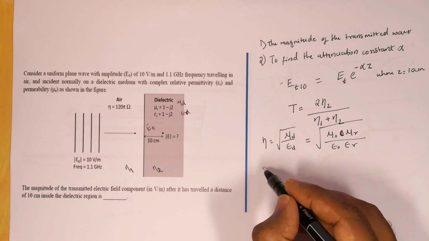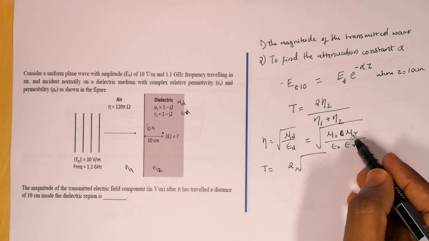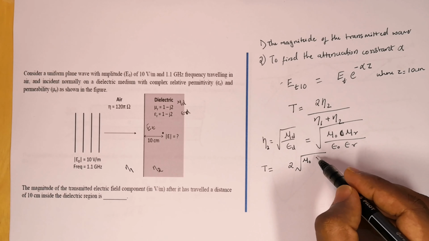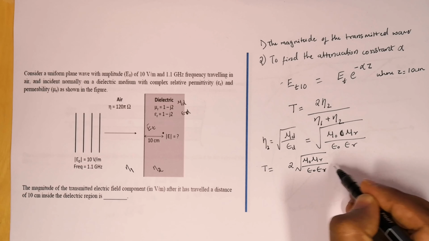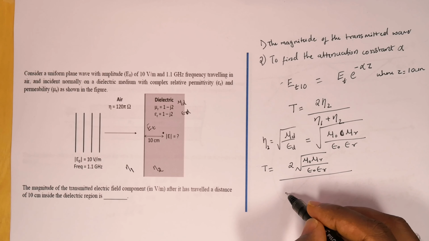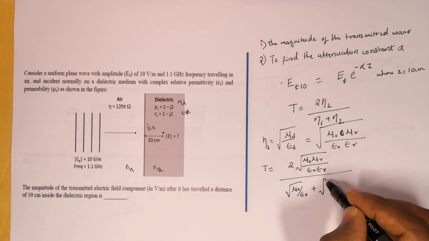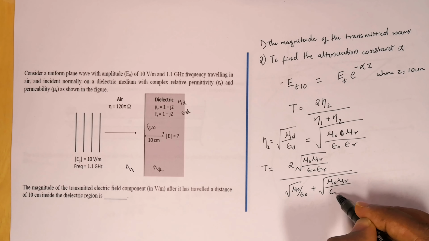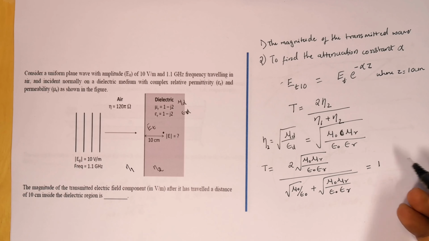Let's calculate T. T is equal to 2 into, we will plug in this one here, eta 2, which is square root of mu naught mu r divided by epsilon naught epsilon r, divided by eta 1, which we know for air is just square root of mu naught by epsilon naught, plus again the same, square root of mu naught mu r divided by epsilon naught epsilon r. If you solve this, you will just get T as 1.